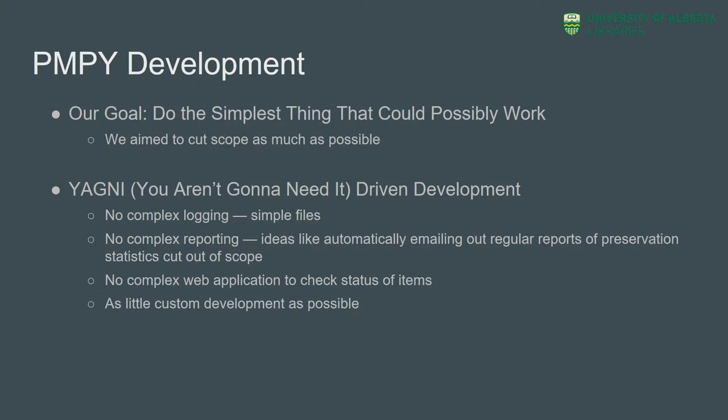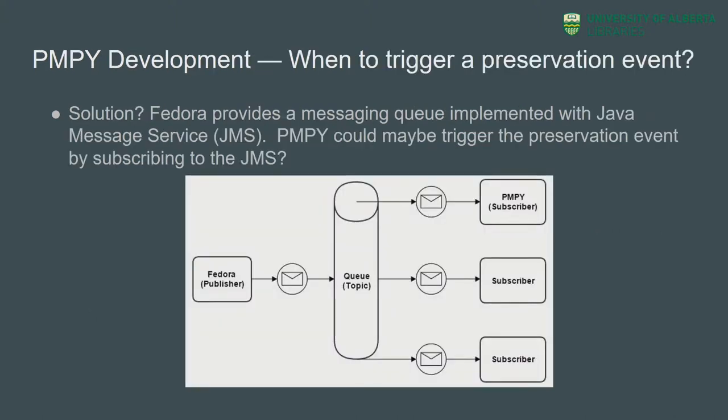Lots of people had lots of pie-in-the-sky ideas for things that we could do. We could have had complex logging, really great reporting. We could have had web applications to check the status of preservation of items. We did none of that. We pushed back as much as possible. We just dump information into simple text files that we search if we need information on something. So we really aimed to do as little custom development as we possibly could. And Shane's going to talk a little bit about some of the challenges we ran into.